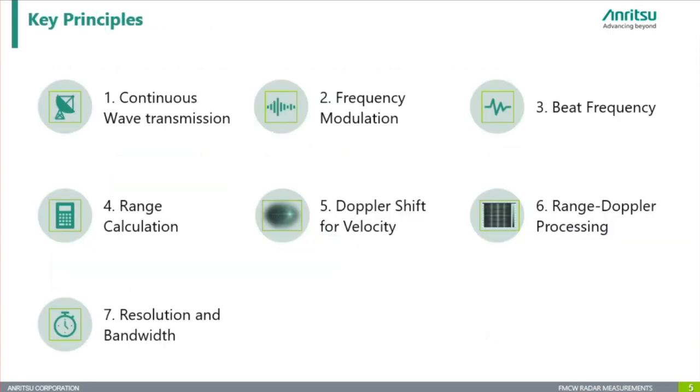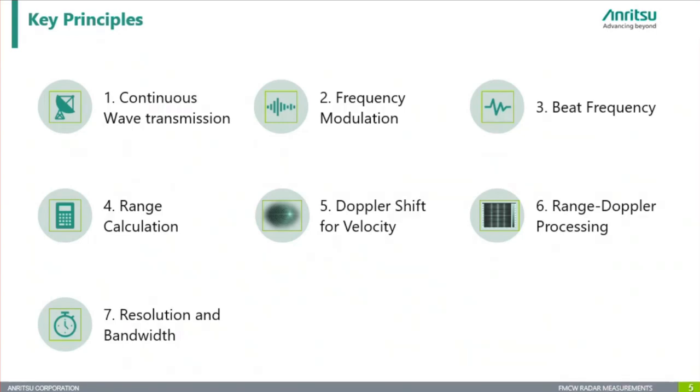Next we will talk about the key principles of FMCW. The first one is continuous wave transmission. Unlike a pulsed radar, FMCW transmits a continuous signal. The frequency of the signal is modulated over time, typically in a linear fashion, which is called a chirp. Second, the frequency modulation chirp signal. The transmitted signal is a chirp, a waveform whose frequency increases or decreases linearly over time.